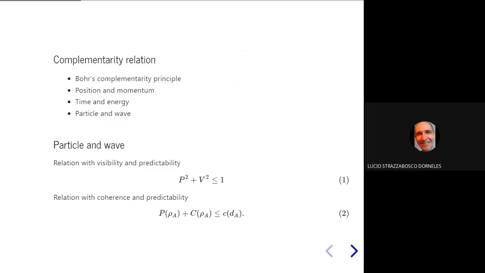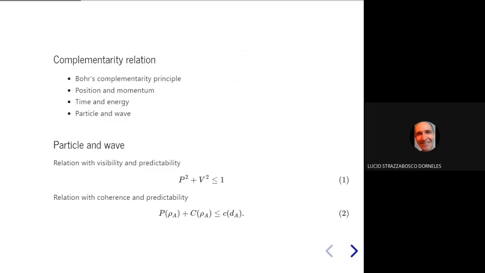So if you know one aspect of nature, for example, position, you have more uncertainty about the other, momentum. Now I will talk more specifically about the particle and wave. So the researchers found relations that quantify these two aspects. For example, P is predictability, which quantifies the particle behavior, and V stands for the visibility. You can quantify the wave behavior of nature.